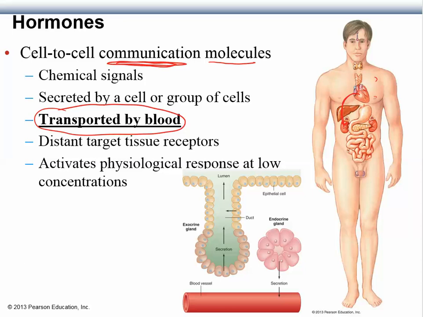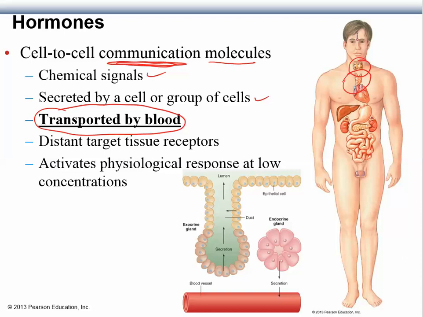Okay? And so that's another important thing, is that the target is only where there are receptors for the hormone, even though they're going everywhere. So they're chemical signals. They're secreted by a cell or a group of cells. Now we're looking here at a lot of different endocrine glands, but that doesn't necessarily mean that those are the only places that hormones are produced.